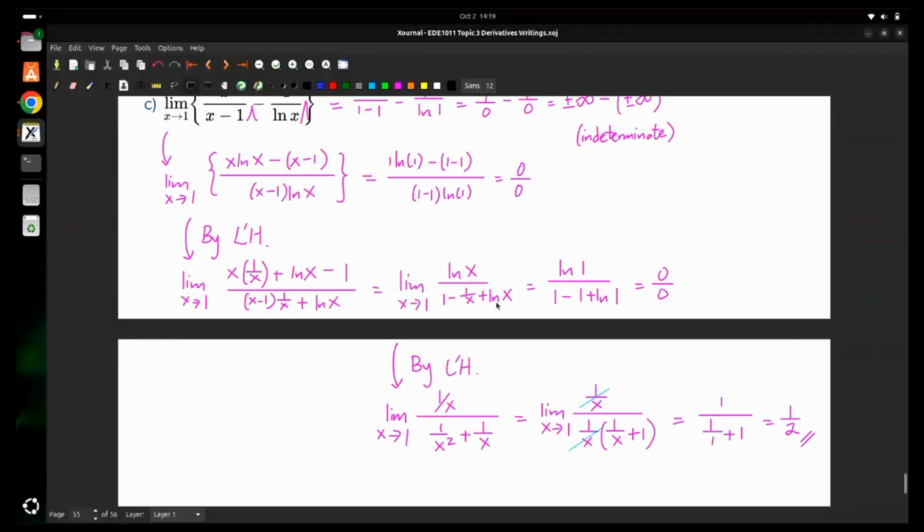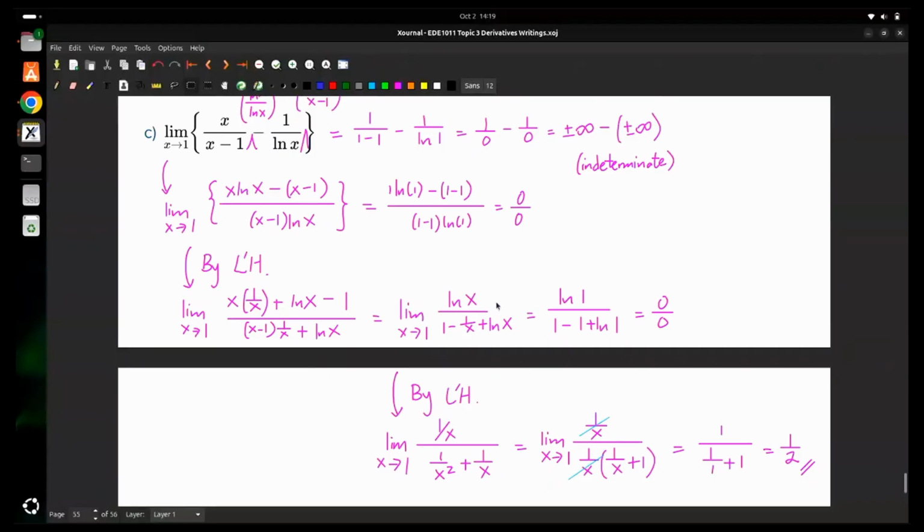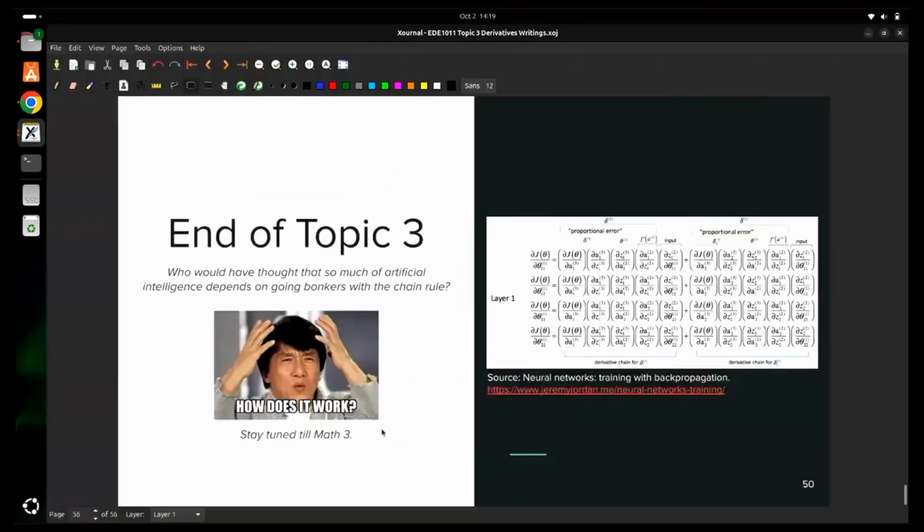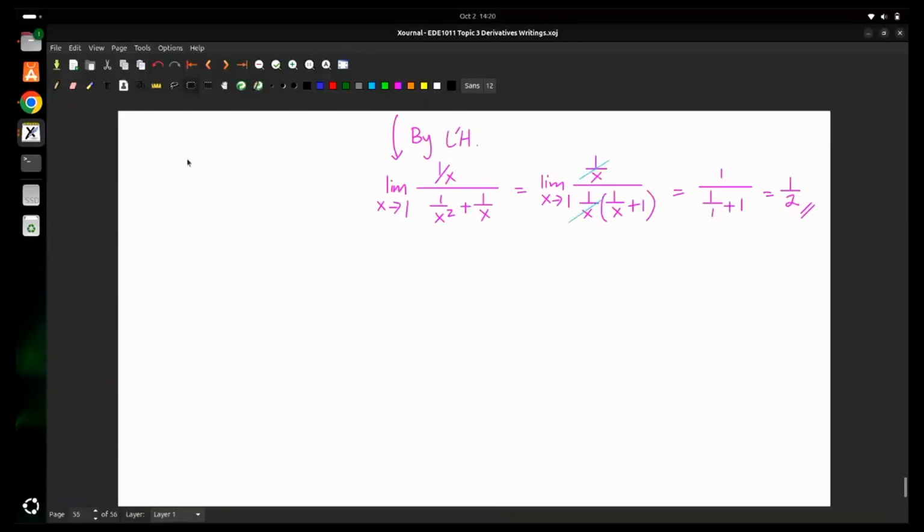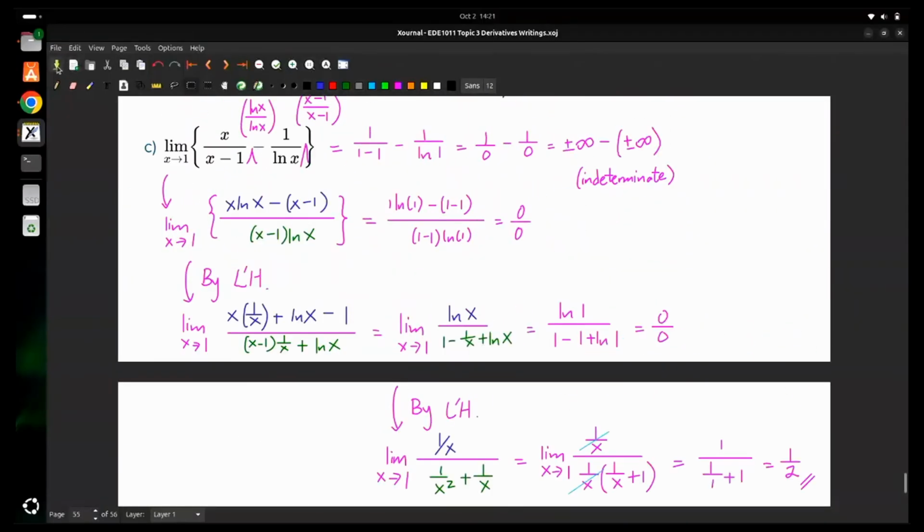So I hope the demonstration for L'Hopital's rule is sufficient now. You can use this limit evaluation technique in tutorial 3. So that's the end of topic 3. If you are interested in how neural networks train, you can watch this video here. It's really just using a messy chain rule. Okay, so that's for topic 3.